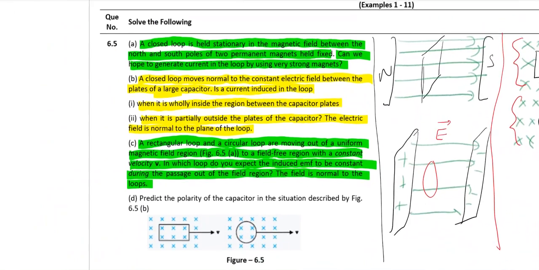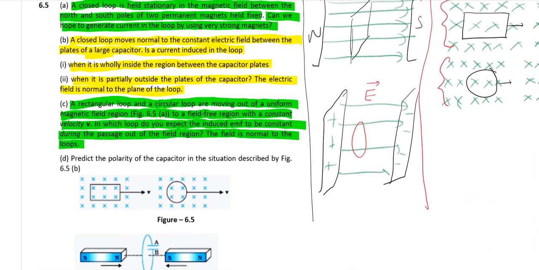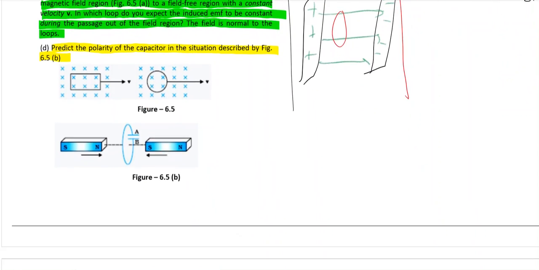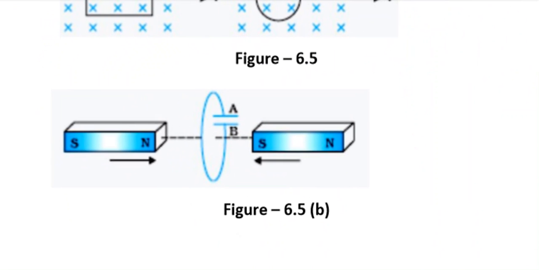That was the question C. Coming to D: predict the polarity of the capacitor in the situation described by figure 6.5b. This is the situation we are talking about. As the north pole is approaching the loop, the induced north pole must be on the left side, and the induced south pole must be on the right side. And it would be possible only if A is positive, B is negative.